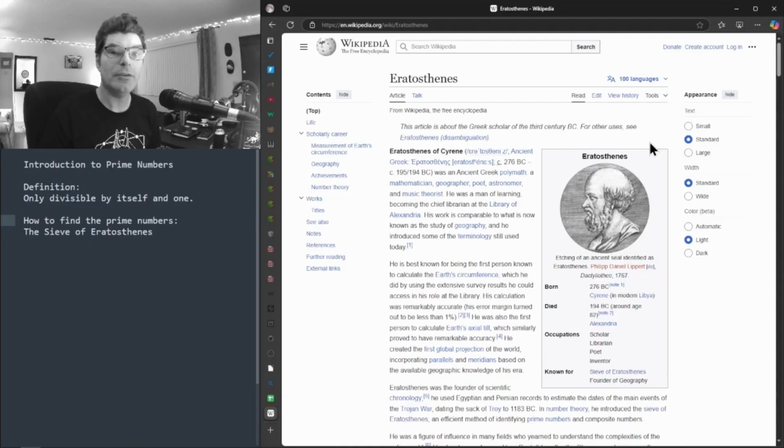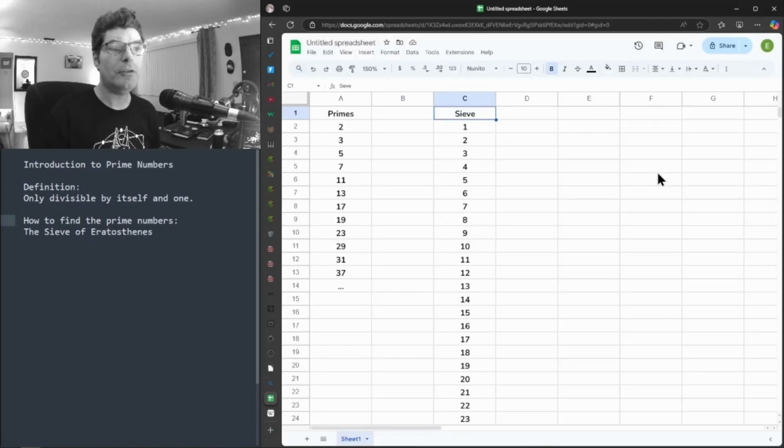How do you find out which numbers are prime, you may ask? Well, the oldest and most tried and true way is the sieve of Eratosthenes. Eratosthenes was a Greek mathematician born in 276 BC. So let's do a quick sieve of Eratosthenes right now.